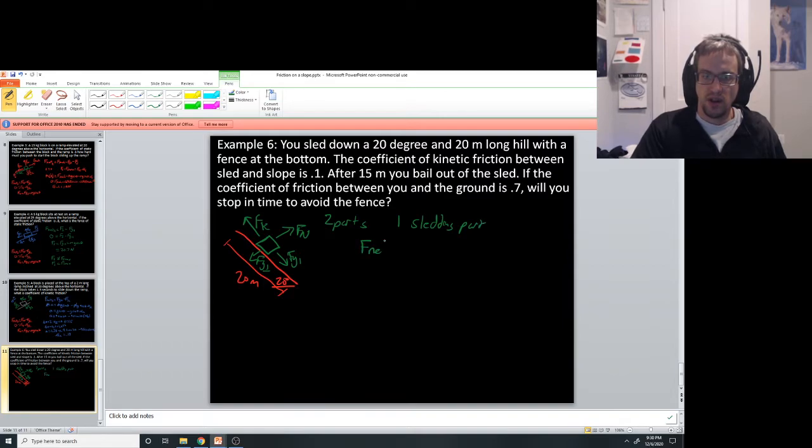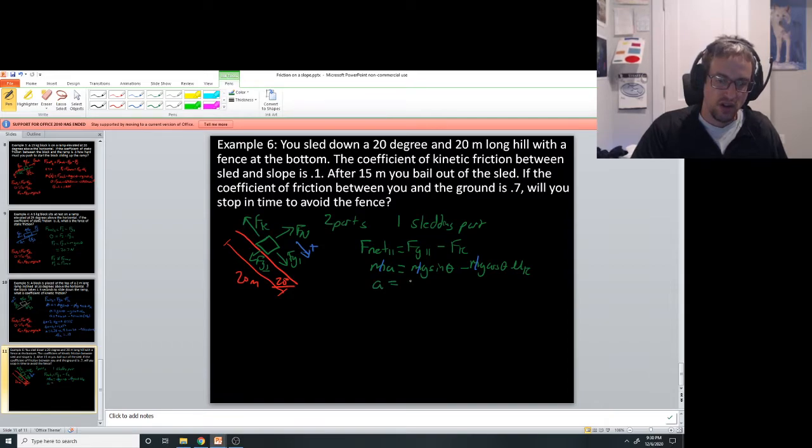F net parallel is equal to FG parallel minus FK. Yes, I am making down positive. This is MA equals mg sine theta minus mg cosine theta UK. I didn't solve for normal force here, but again, it's going to be that same thing. Masses cancel out, and we get an acceleration of 2.43.